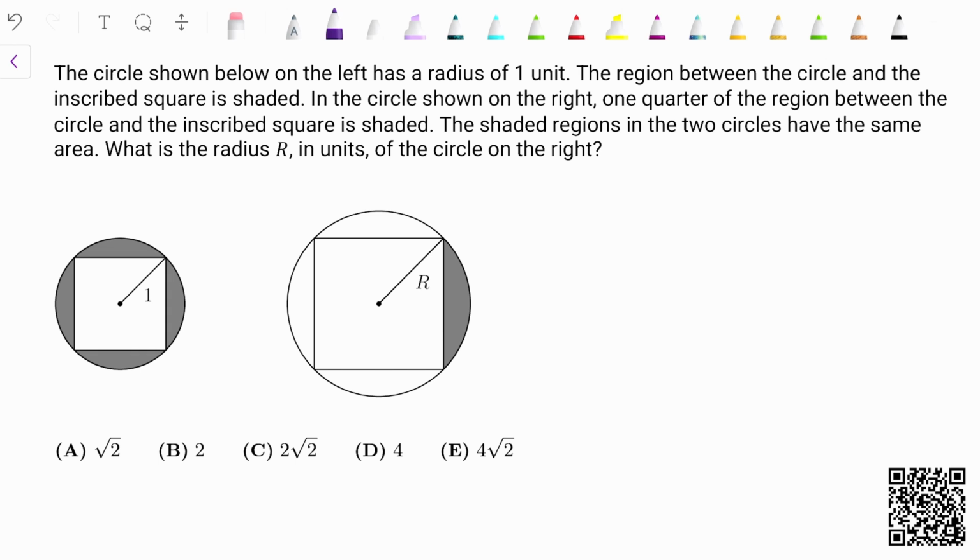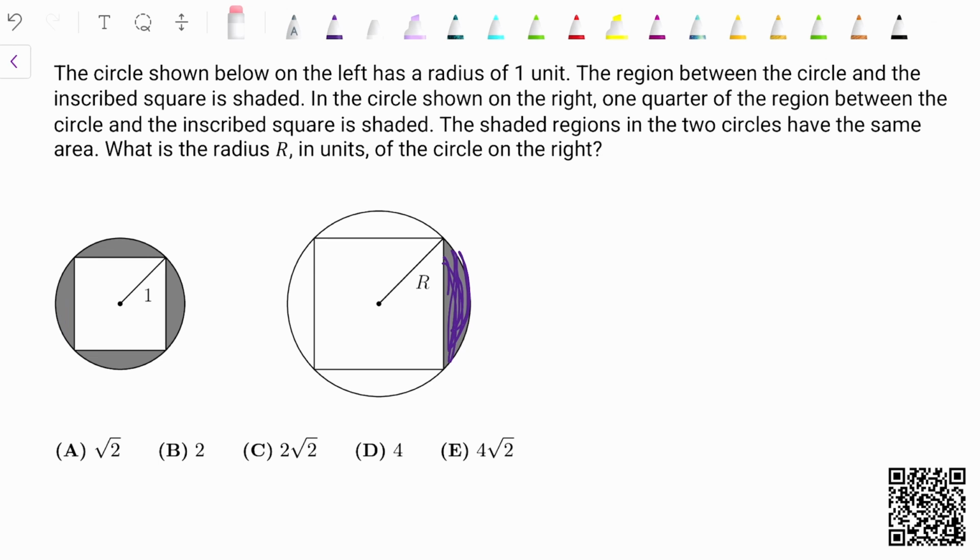Okay, so basically the way we can go about doing this problem is that we know that this circle's area minus this square's area is equivalent to this outside area, the shaded area, which is also equivalent to 1/4 of the same process but with a larger one. So this is the other shaded area. So basically, how are we going to do this problem?